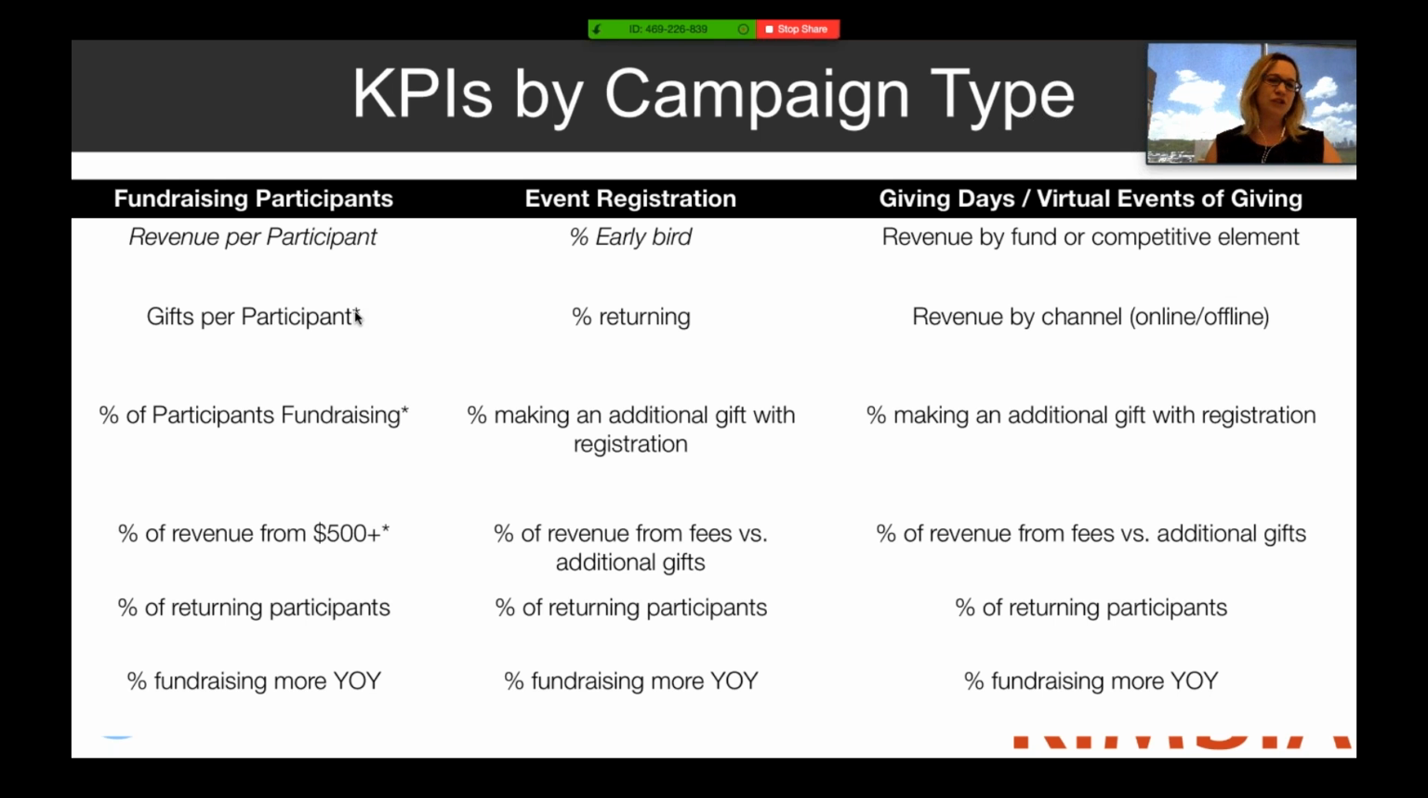So based on what you're doing with your giving day or your virtual event, there are some different things that you might want to look at from that competitive element. If you have different, let's just call them designations, as a part of that giving day. Revenue by channel, like online versus offline. Again, percentage making an additional gift with registration, percentage of revenue from registration fees versus additional gifts, and the returning participants and fundraising year over year.